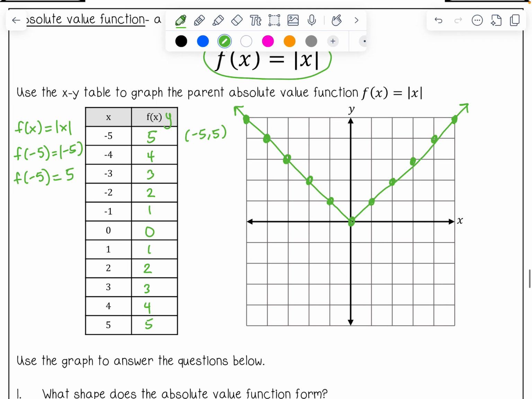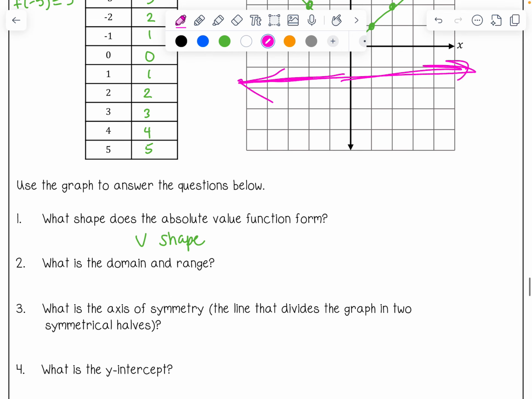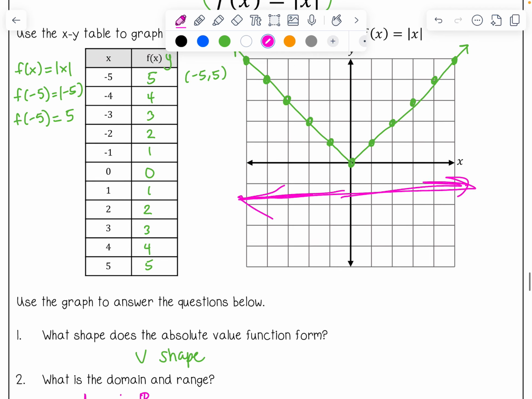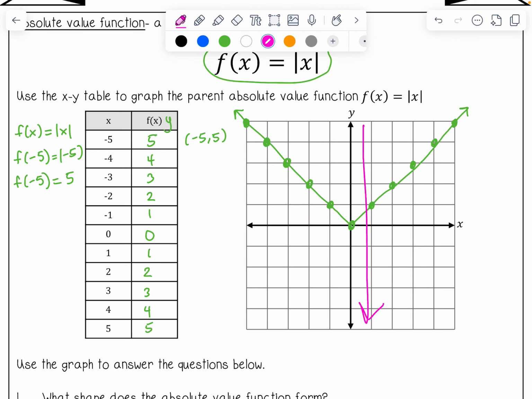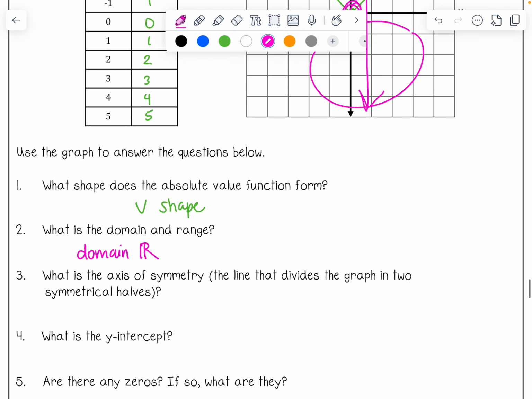What is the domain and range? Well, the domain, so that's looking this way. Well, it goes forever this way in the left direction, forever in the right direction, so that would be all real numbers. And then the range is looking at the y axis, or vertical up and down. So there's nothing down here. It starts at 0 and then it keeps going up forever. So it would be greater than or equal to 0. Y is greater than or equal to 0.